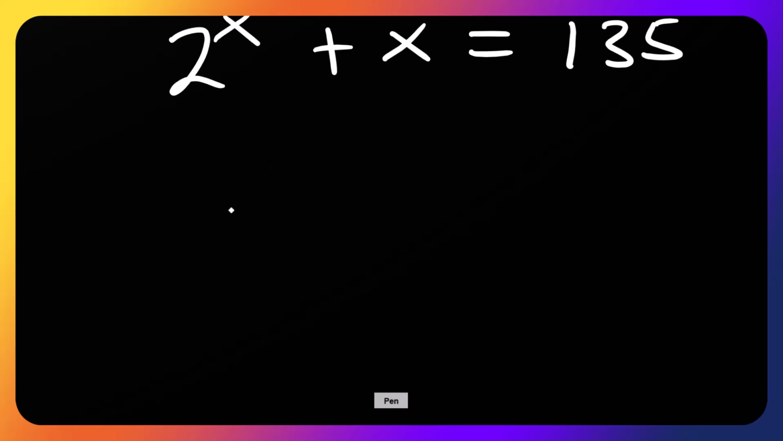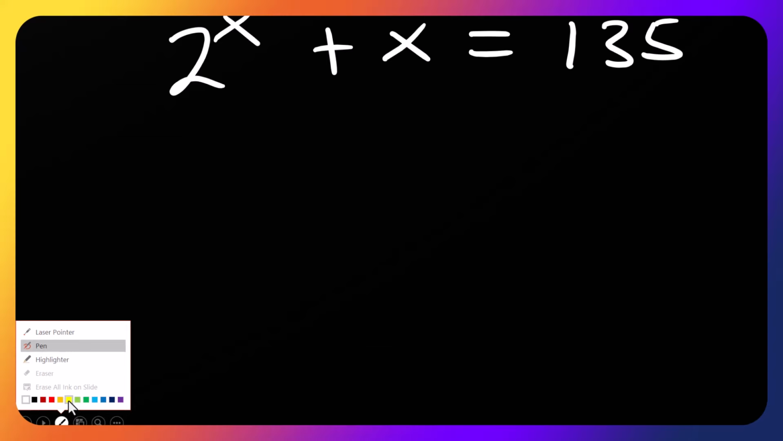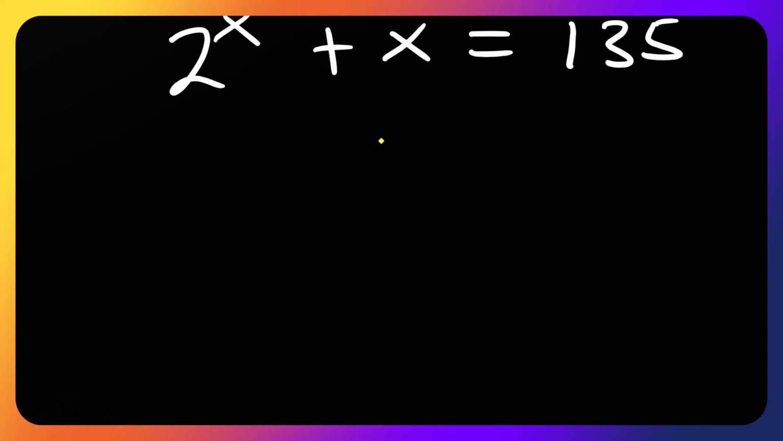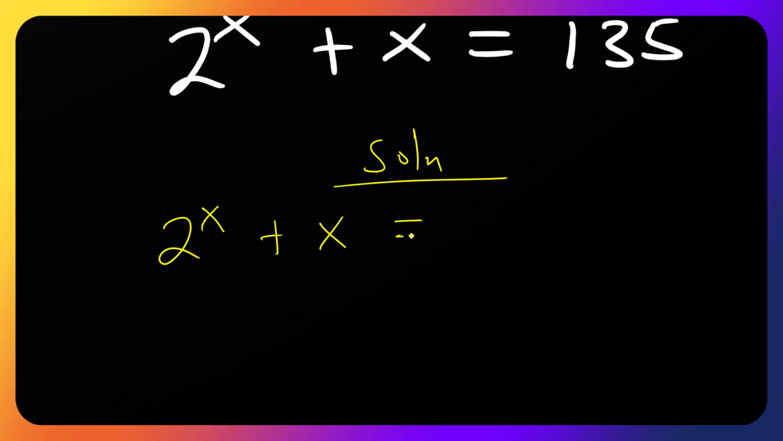So how do we solve for x, even though by inspection we know the solution? So we have 2 raised to x plus x equals 135.